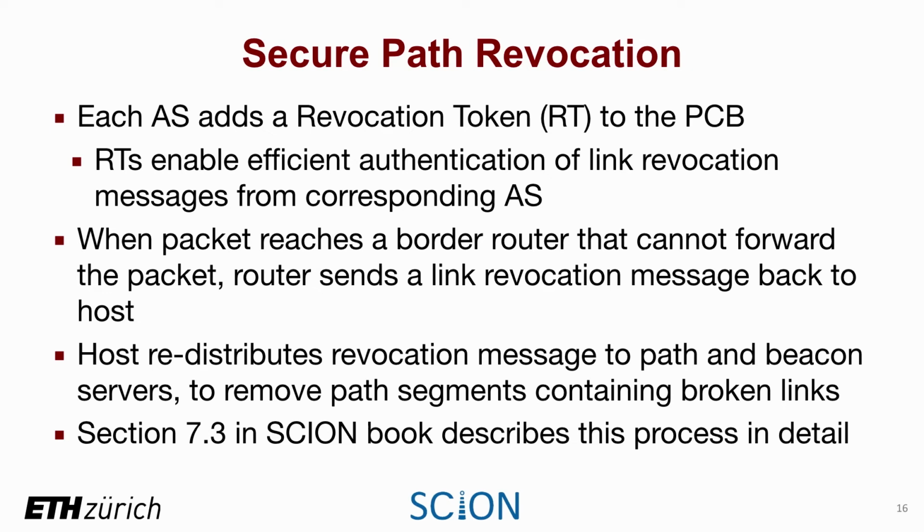A host that receives one of these link revocation messages then redistributes this revocation message to the local path and beacon servers, and they in turn send it to the core path server to remove any path segments that contain the broken links. So as soon as a link breaks, in a very efficient manner, the links are going to be removed and the associated paths that use these links are going to be removed within all the infrastructure.